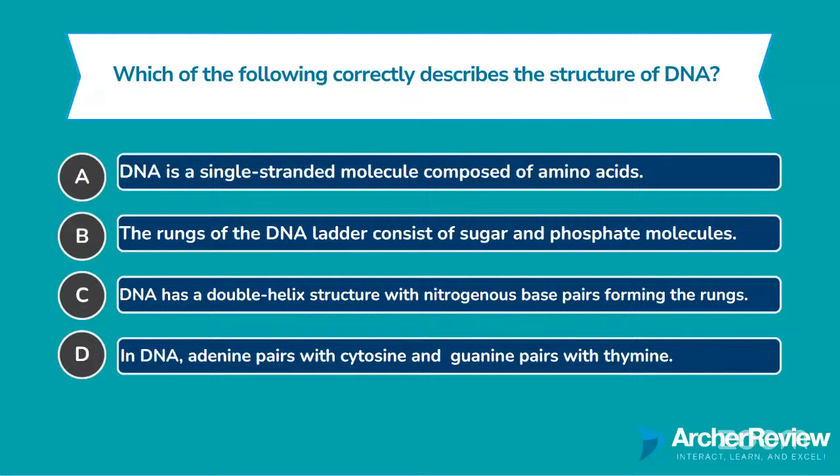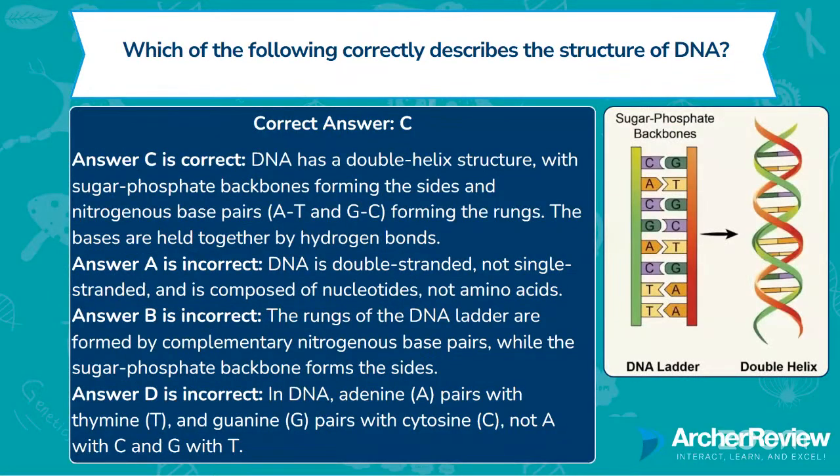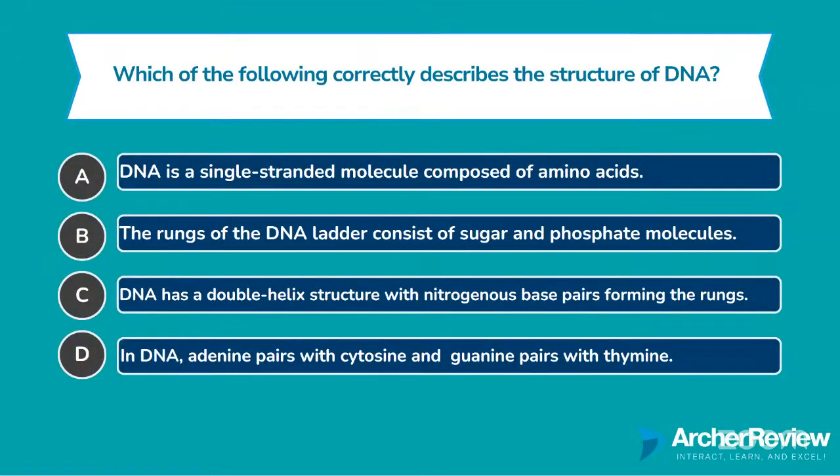Okay, we ready for the big reveal? The correct answer is C. Let's take a look. DNA has a double helix structure with nitrogenous bases forming the rungs. And remember that this word rungs means the steps of the ladder. Okay, so this is our correct answer. Now let's take a look at the other ones.